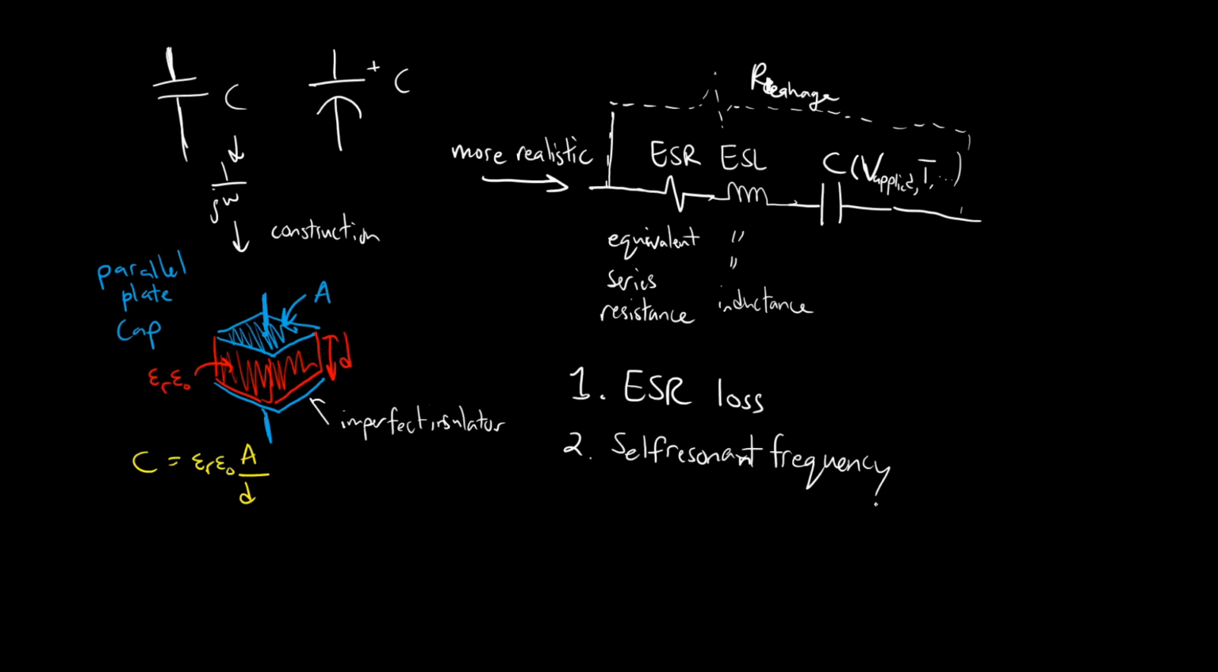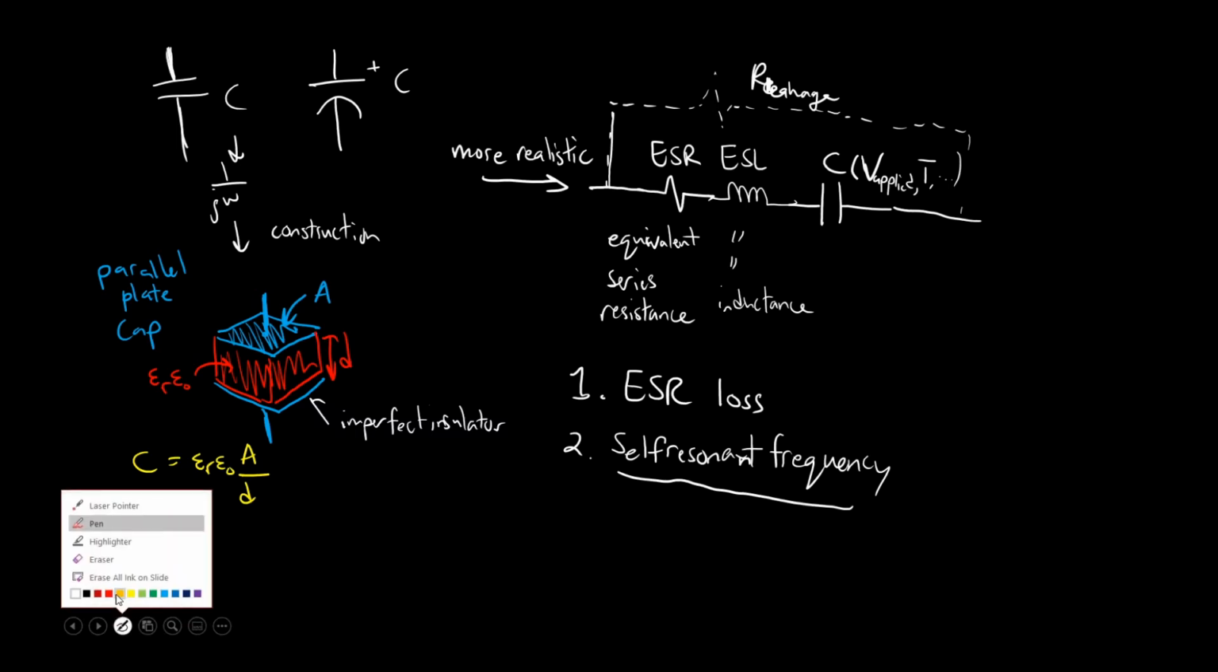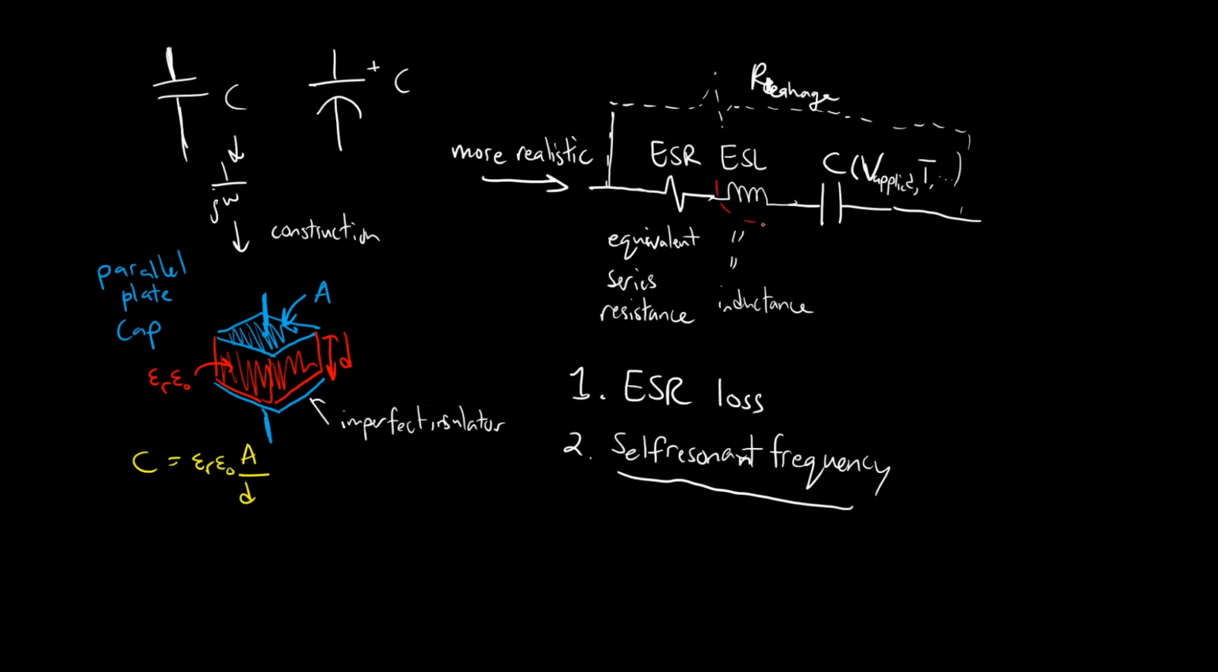Self-resonant frequency. Cool. This arises because we have some kind of tank, right? Some kind of energy tank. We have an L and a C, and when these impedances are equal and opposite, the total impedance of this network goes to 0. And then you just see the ESR, basically. So that's an important part of capacitors, as well as this variable capacitance.